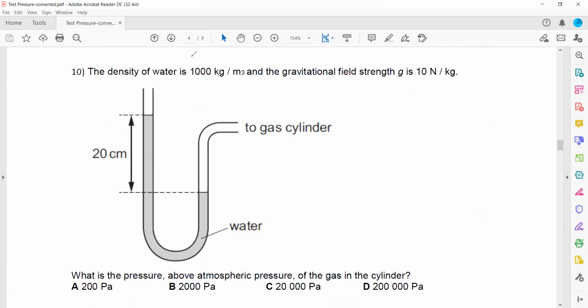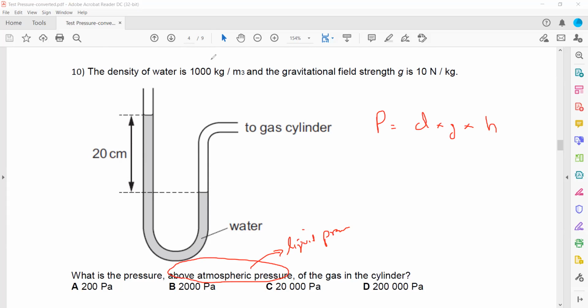The density of water is 1000 kilogram per meter cube and the gravitational field strength is 10 Newton per kilogram. What is the pressure above the atmosphere? When they say pressure above the atmosphere, they're asking for the liquid pressure. So you have to calculate the pressure of the liquid, that is density of the liquid multiplied by gravity multiplied by depth.